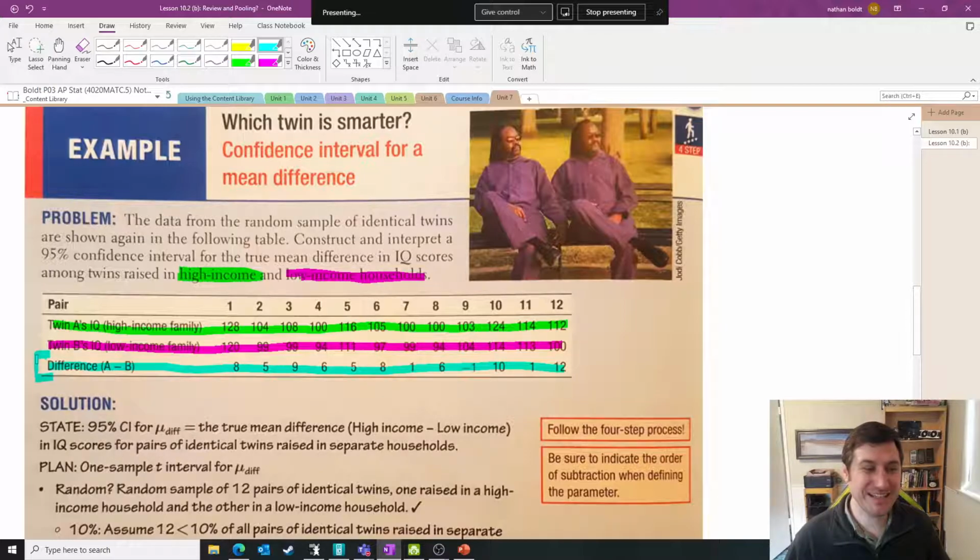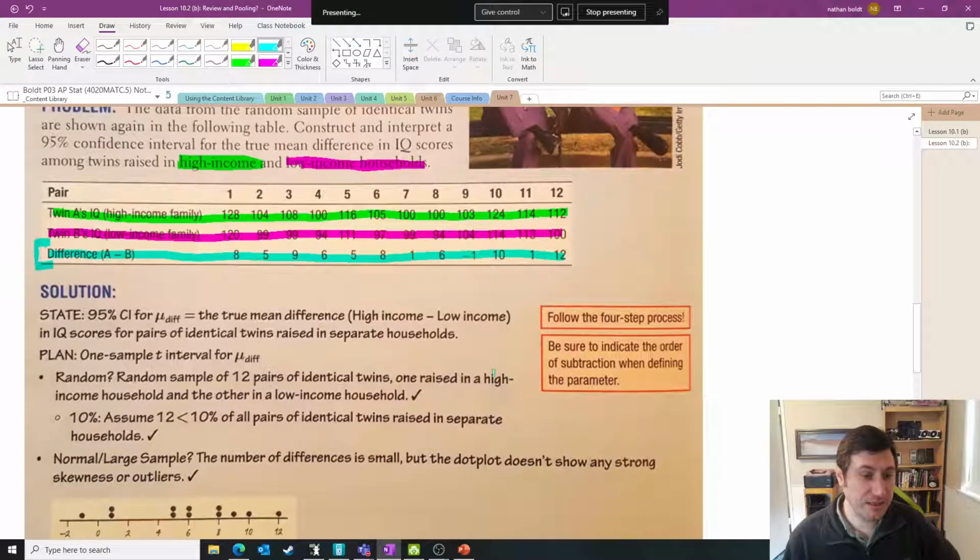So once we have that identified, this is going to be the same as pretty much everything else. Okay? So the state, we're going to do a 95% confidence interval. Oh, here's a slight difference. They called it the mean, the mu, and then DIFF for difference in the bottom. But whatever letter you use, you still have to identify what that letter means. The true mean difference, high minus low, in IQ scores for pairs of identical twins raised in separate households. Nothing different there, right? Besides that this is a difference.